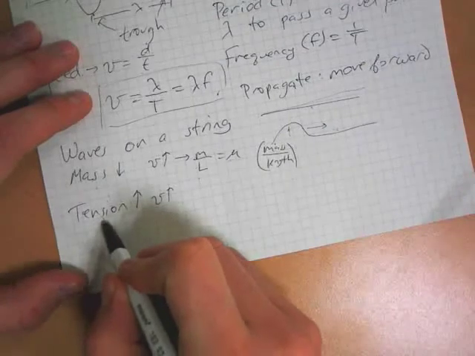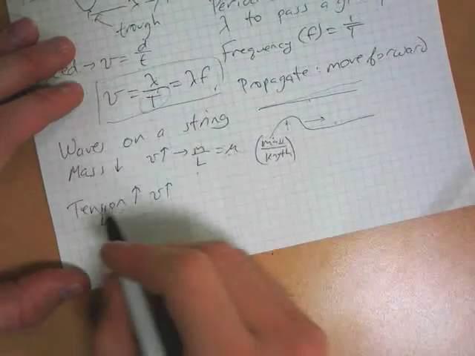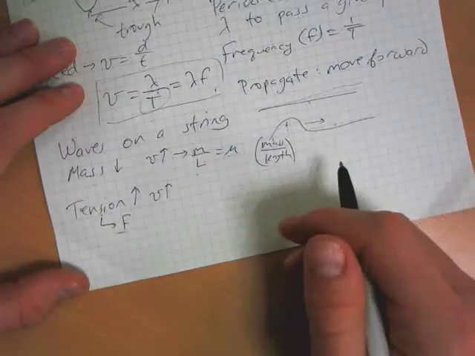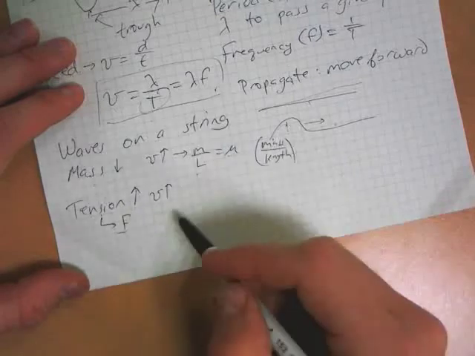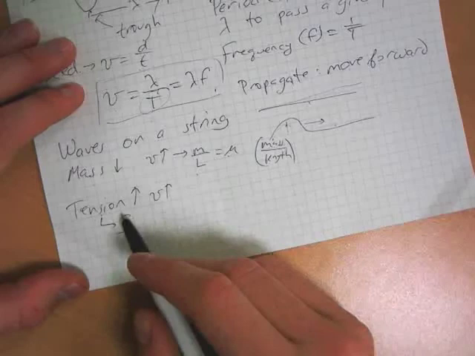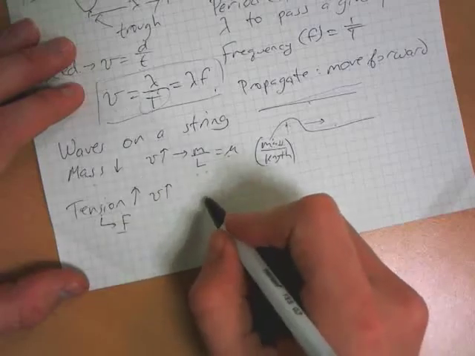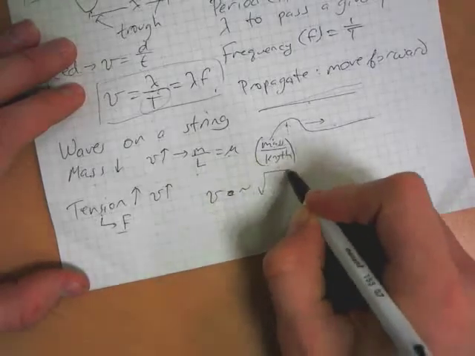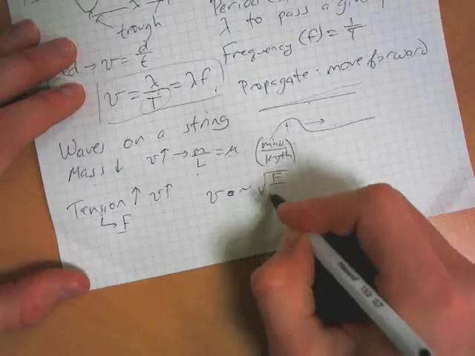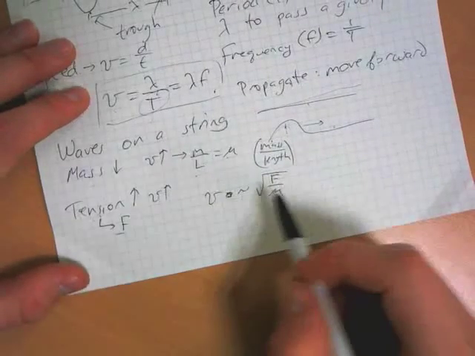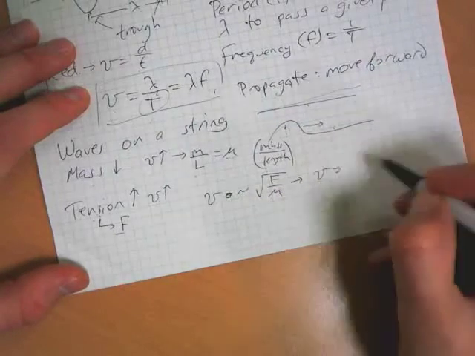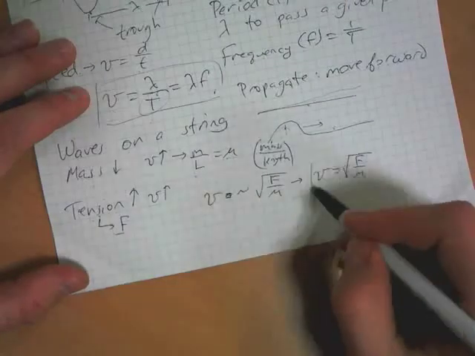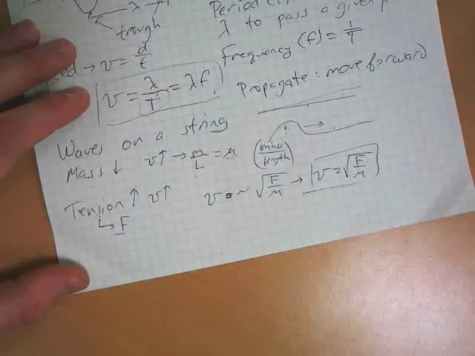Because T is already taken for period, tension in this context we'll call F. It's a force, so I guess it works, and we don't use capital F for anything else when we're dealing with waves. So these are related to velocity. If we do some dimensional analysis, we can figure out that velocity has the same units as the square root of force over mu, and then experiment indicates that velocity is in fact equal to the square root of force over mu. So the velocity of a wave on a string is the square root of force over mu.